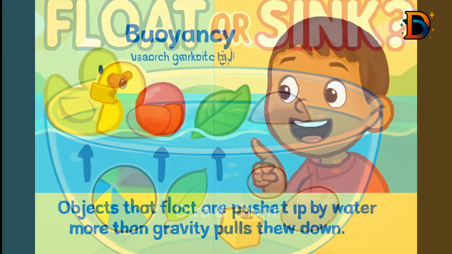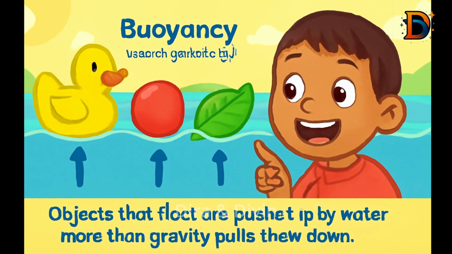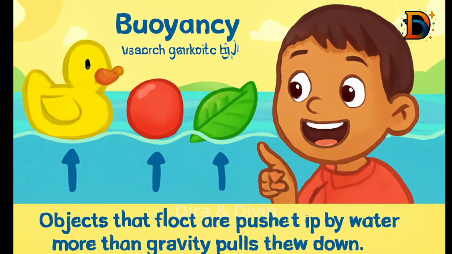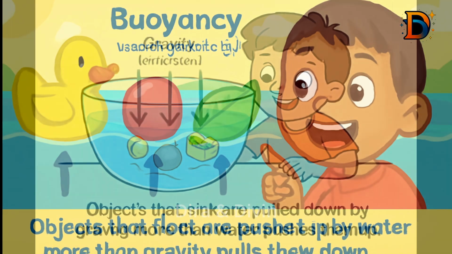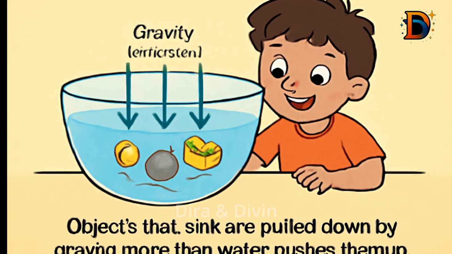When you drop something in water, it might float, that is, it will stay on top, or sink, that is, it will go to the bottom. If an object is lighter than the water it pushes aside, that is, it's less dense, it will float. If it's heavier or more packed than the water, it will sink.